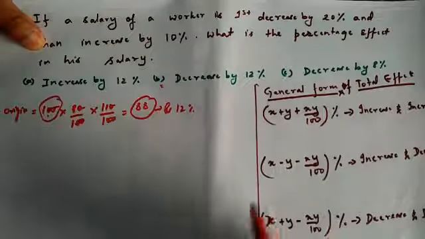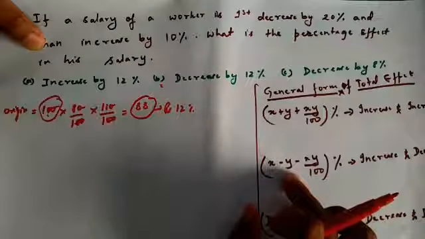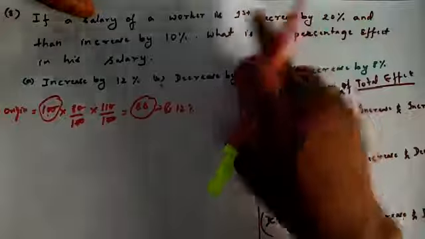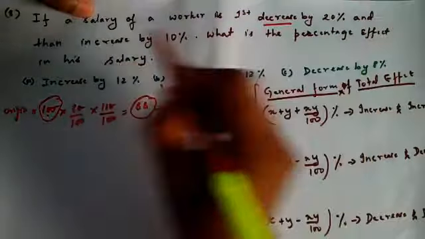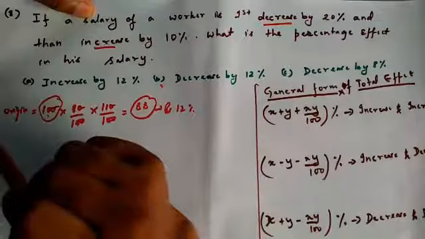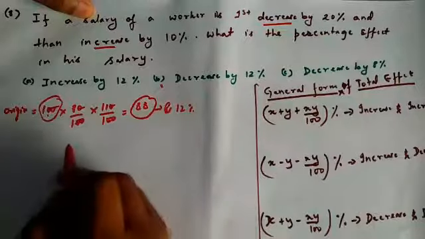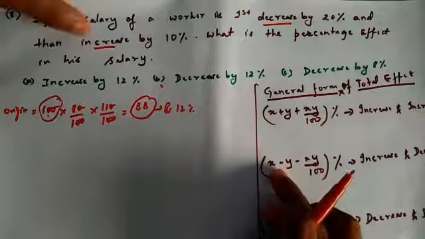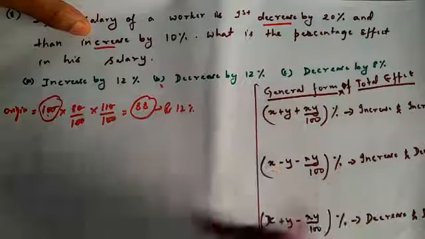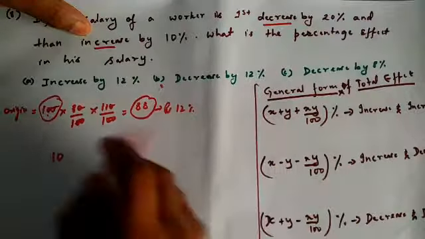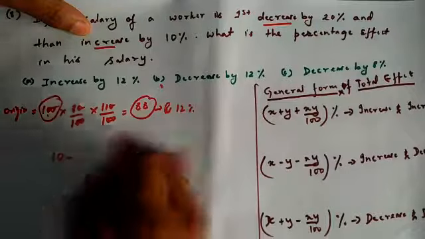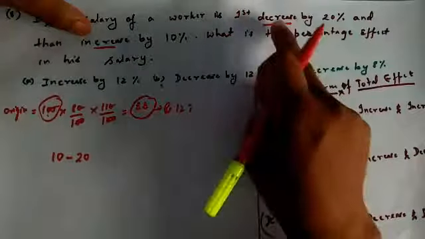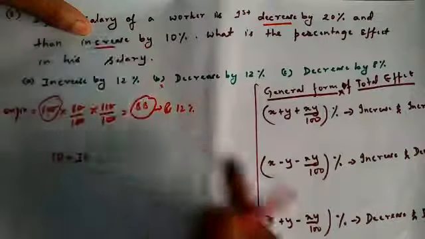Now let's try to solve this sum with the help of this formula. This one is a decrease and an increase. You can see there is a decrease and then an increase. First let's take the increase, because plus means increase. How much is the decrease? 20%. Primarily I'm taking the increase because there's a plus.